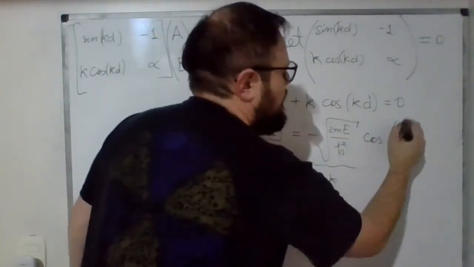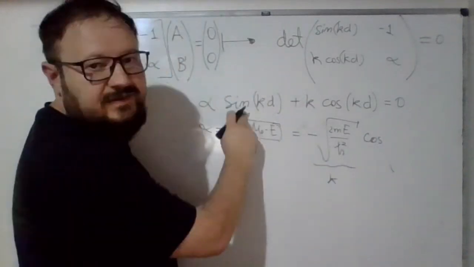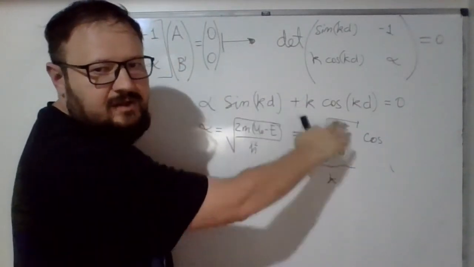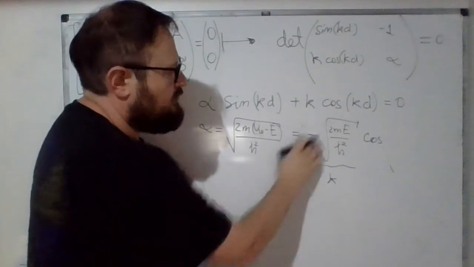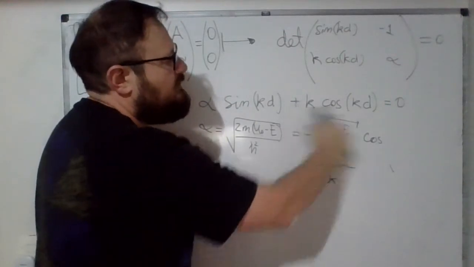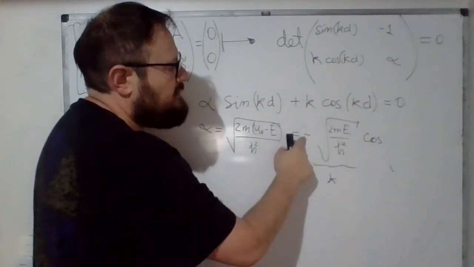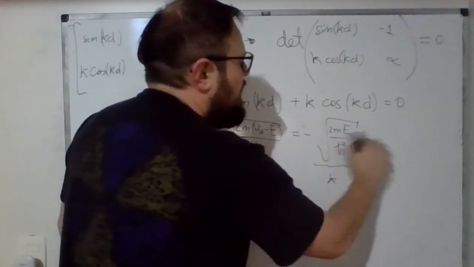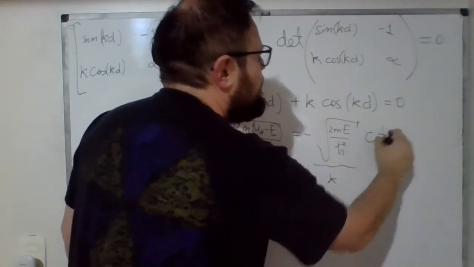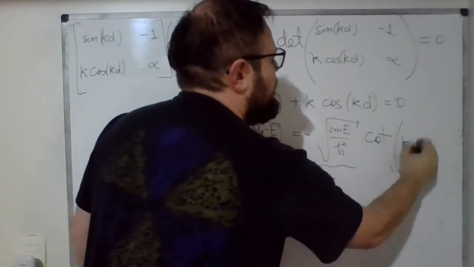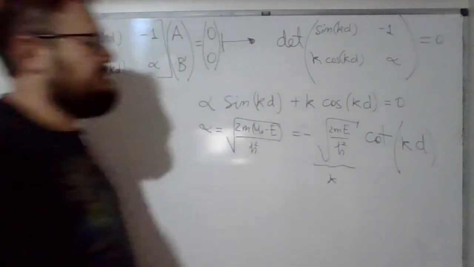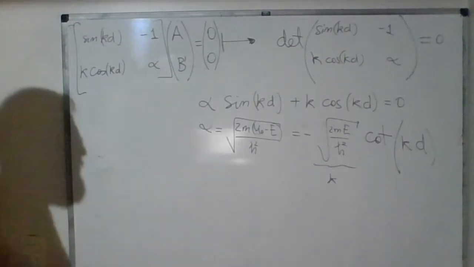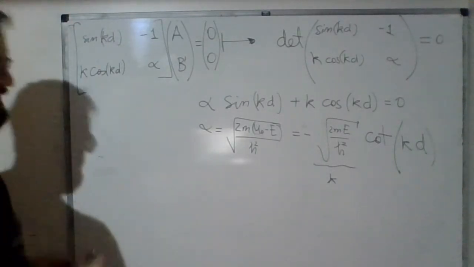Right, cosine divided by the sine function. We can divide all the things by sine. So if you move it to the right, you get the minus sign. This is k. Cosine divided by sine is the cotangent function of kd. Right? So your equation can be written this way.